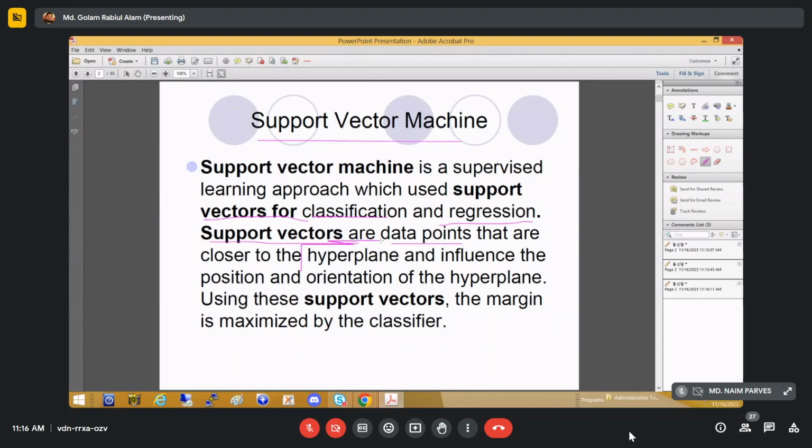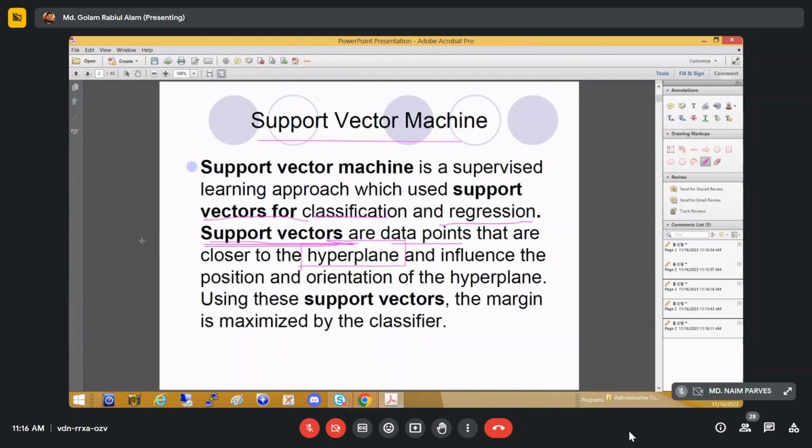So a few terminologies are there. Closer to the hyperplane, and they influence the position and orientation of the hyperplane. So we also need to understand the hyperplane to understand the support vectors. We have the data set. In our data set, all those we call data points, okay? And some of the data points we have to consider as the support vectors. Those support vectors, those data points, will be closer to the hyperplane.